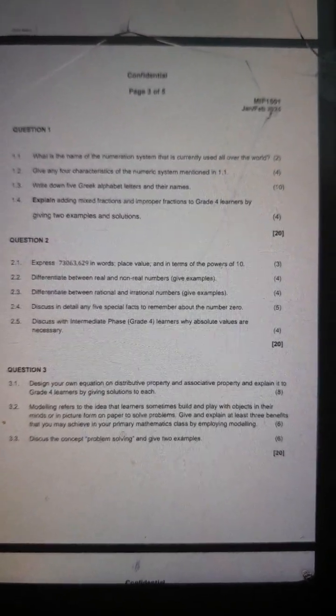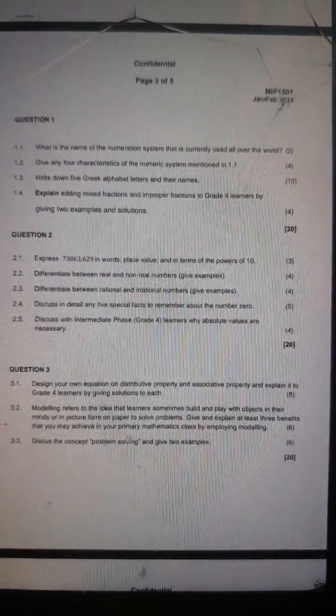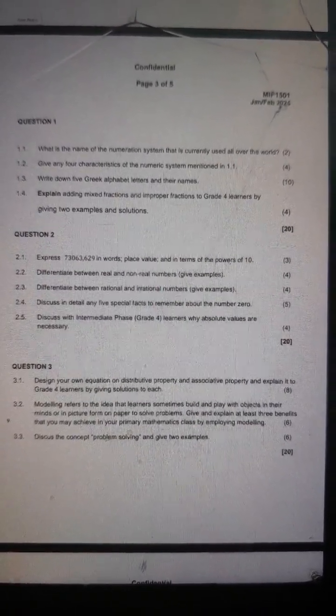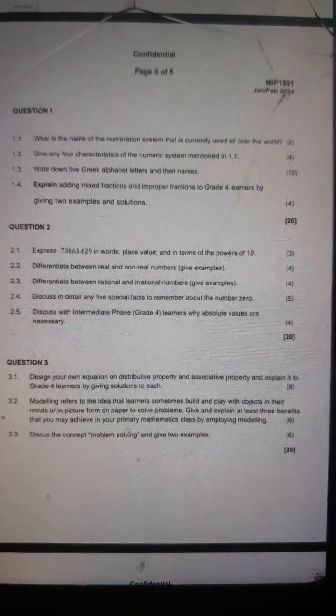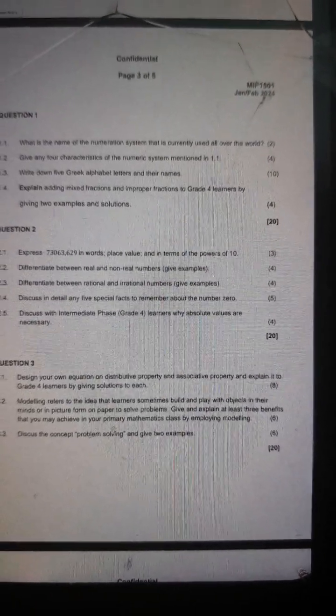So for the example of distributive property, let me show you which example you can give to a grade 4 learner for him or her to understand. Well, we are at 3.1. Remember I told you that the distributive property states that multiplying a number by a group of numbers together is the same as multiplying the number by each of the numbers individually and adding the results. That's how I would have explained to my grade 4 learners.